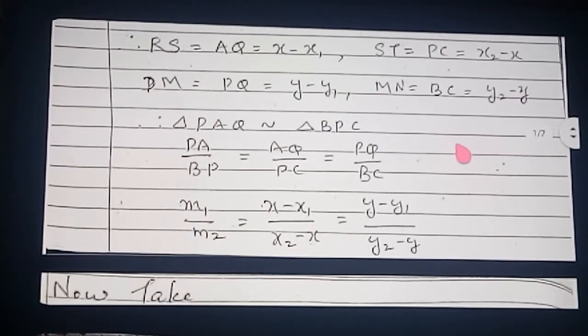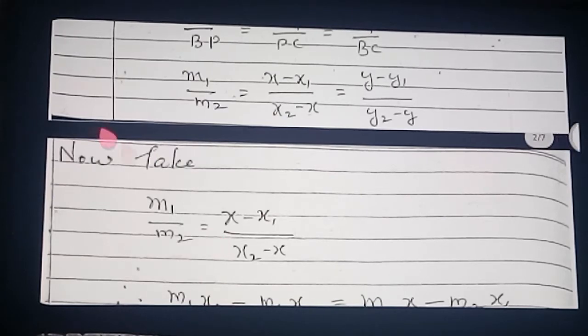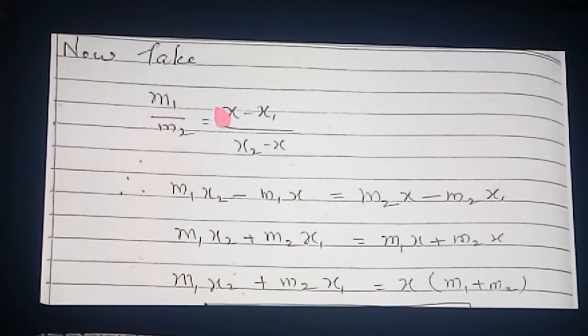See the question. So for finding out the value of x and y, first and second ratio you take. So first and second ratio while we are taking, you will get the x coordinate. See here, m1 by m2 is equal to (x minus x1) divided by (x2 minus x). Are you clear? Now cross multiply. m1x2 minus m1x is equal to, here again cross multiply, m2x minus m2x1.